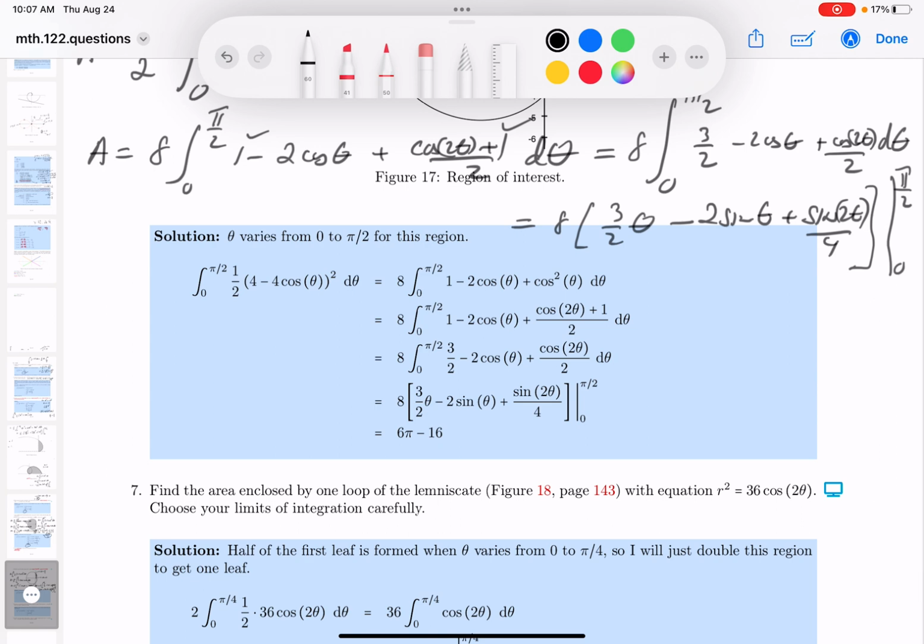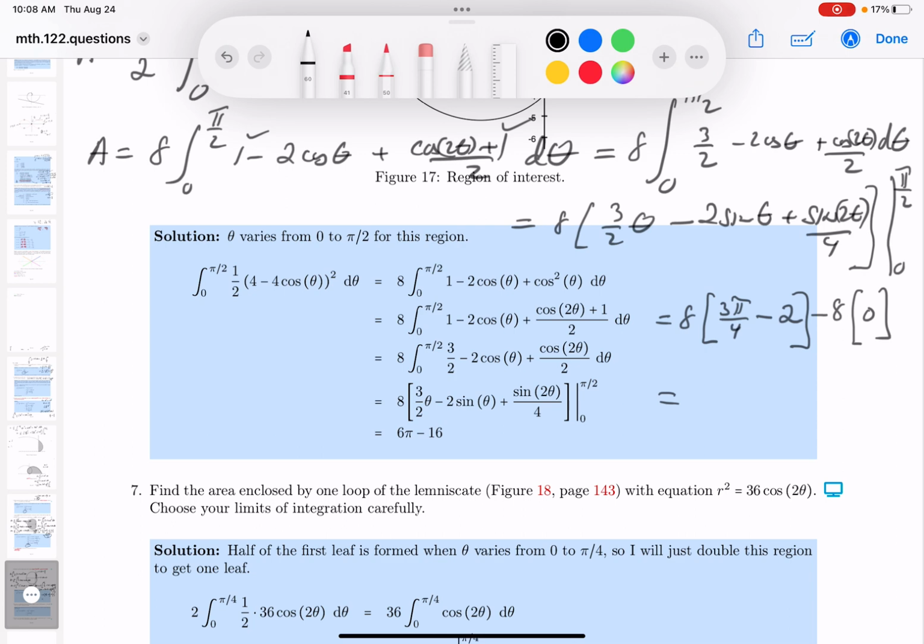Let's plug it in. What do you get over here? 8 times: 3 over 2 times pi over 2 is 3 pi over 4, minus, that's a tough one, isn't it? The sine of pi over 2 is 1, so I get minus 2. And if I took 2 and multiplied it by pi over 2, I get pi. The sine of pi is 0. And then minus 8 times what we get at 0. What do you get there? 0, 0, 0. Well, that's done.